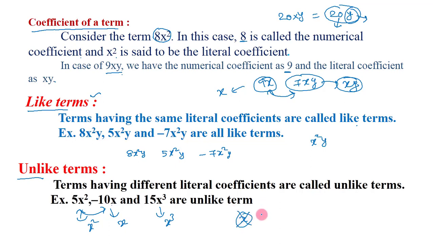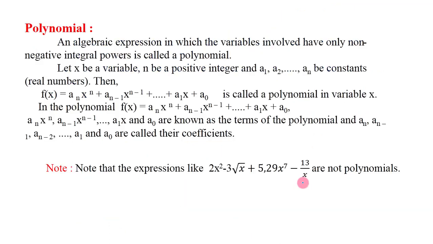Why? Because whenever we consider a literal coefficient, we must understand the powers of the variables also. Here, what is the power of the variable? It is 2, that means x square. Here the power of the variable is 1, and here the power of the variable is 3. These three terms have different powers of the same variable. So these are said to be unlike terms, though they have the same variables.